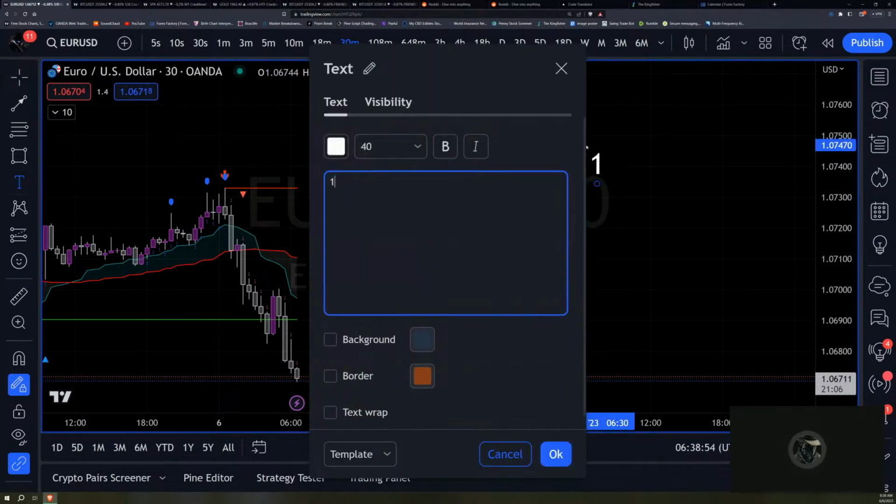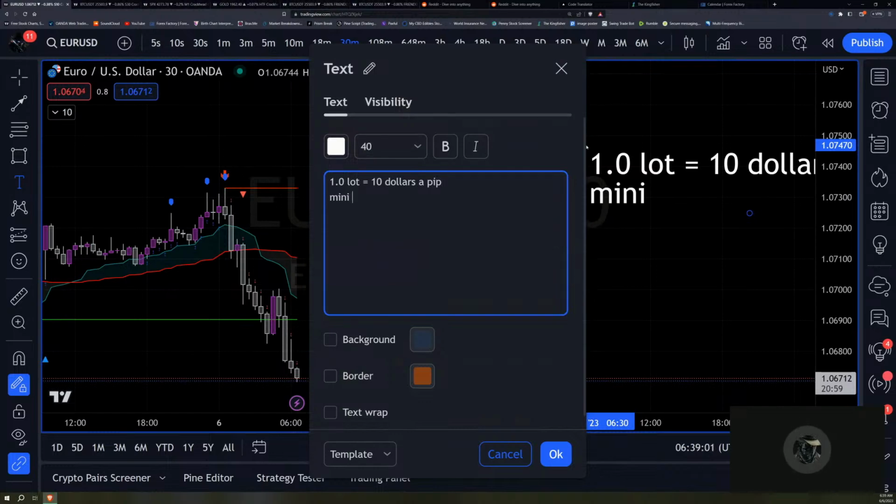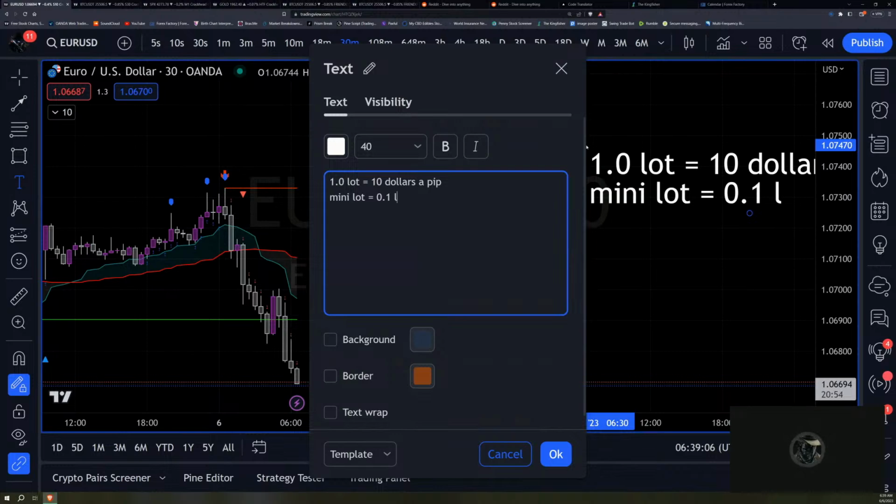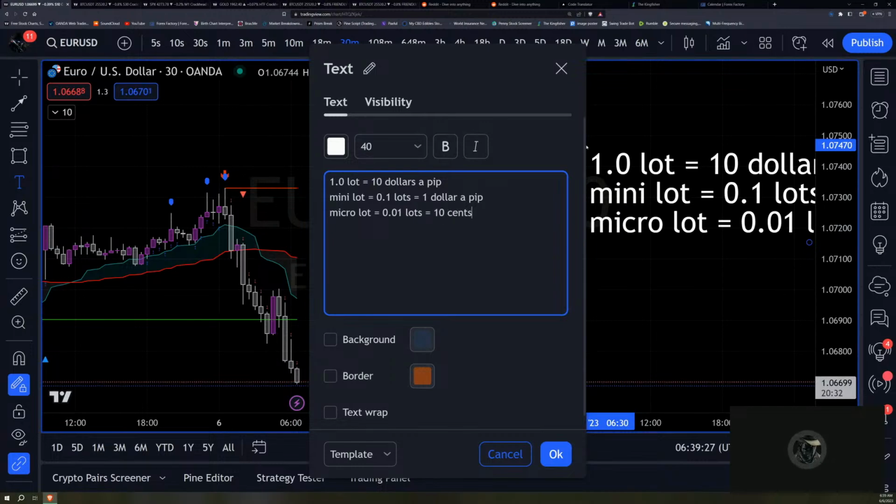So I believe a lot equals $10 a pip. So a mini lot is 0.1 lots, equals $1 a pip, and a micro lot equals 0.01 lots, equals 10 cents a pip.